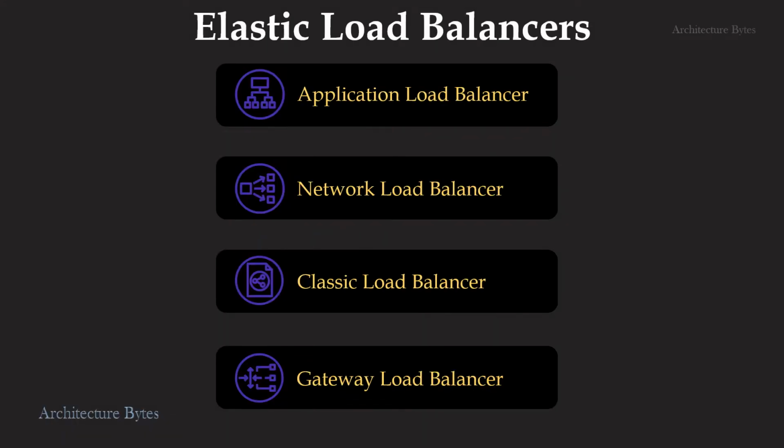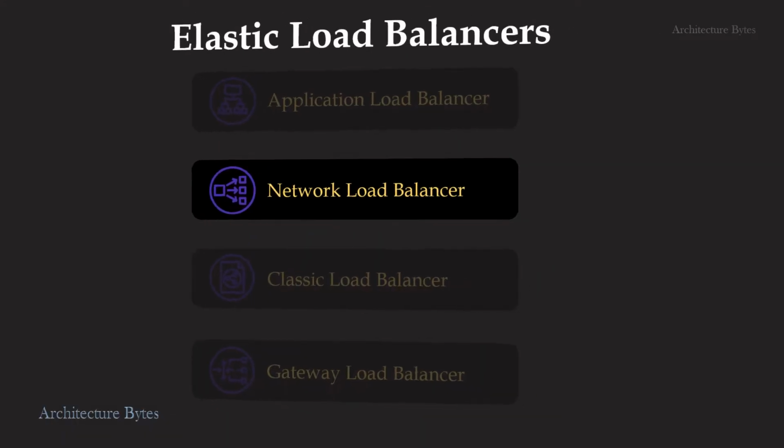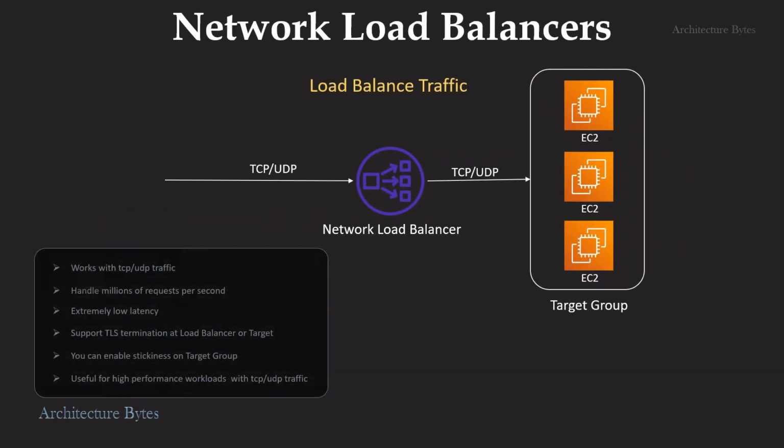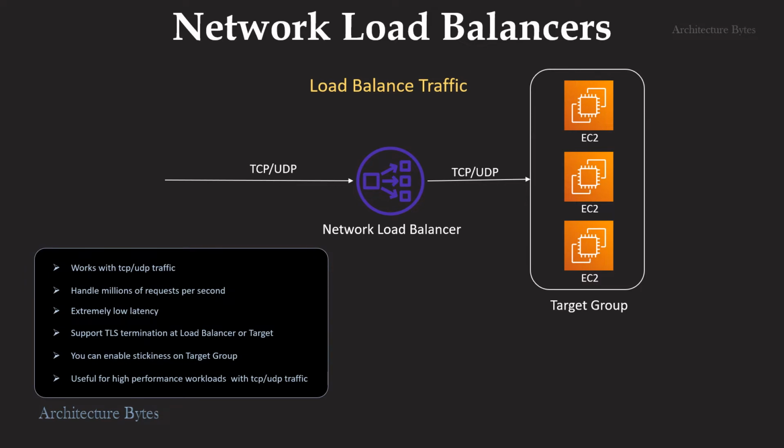Let's look at Network Load Balancer now. Network load balancers work with TCP/UDP traffic. They can handle millions of requests per second at extremely low latency. It supports TLS termination at load balancer or target. You can enable stickiness on target group. So network load balancers are useful for high performance workloads with TCP/UDP traffic.